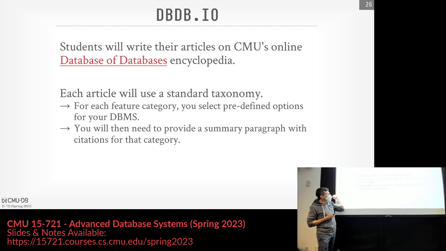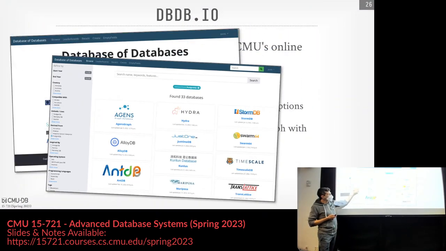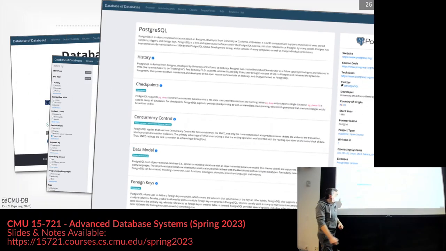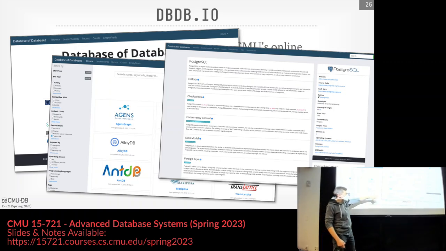Anyway, here's the website. We can categorize things. Here's all the systems that are derived from Postgres. Mariposa was the system that Mike built after Postgres. It was a distributed version of Postgres from when peer-to-peer systems were the hot thing in the 90s. So he built that. And then there's an article like this where, for each of these different sections, there's a little text here you can write.